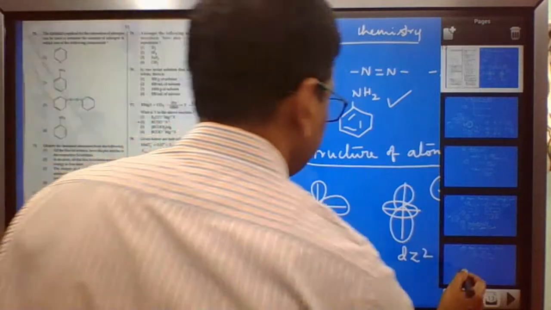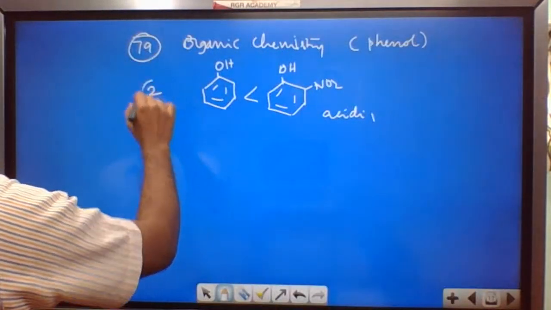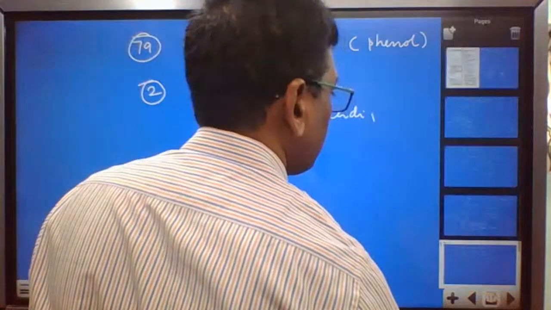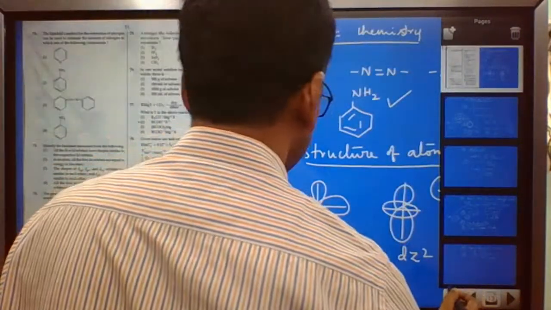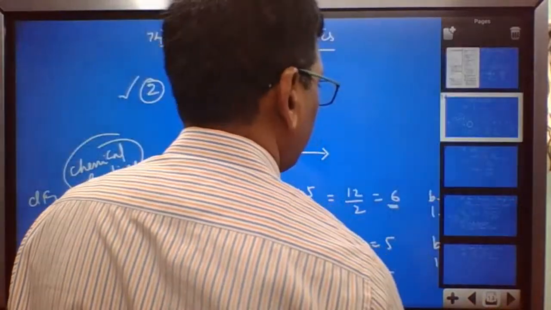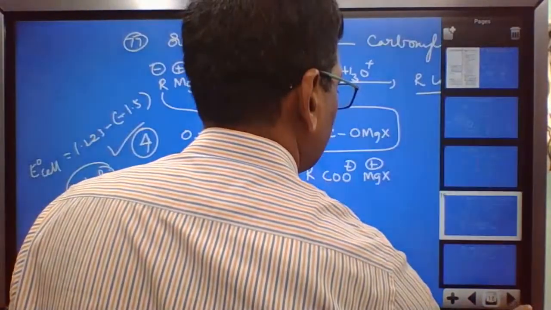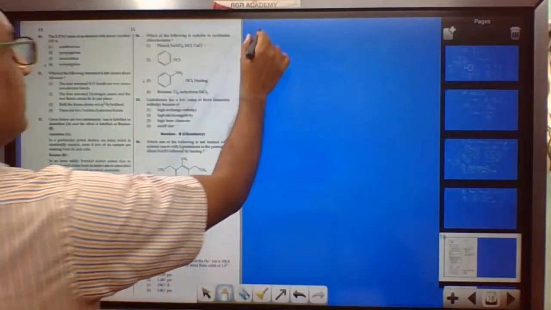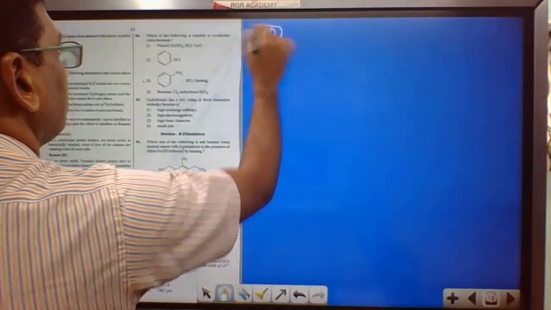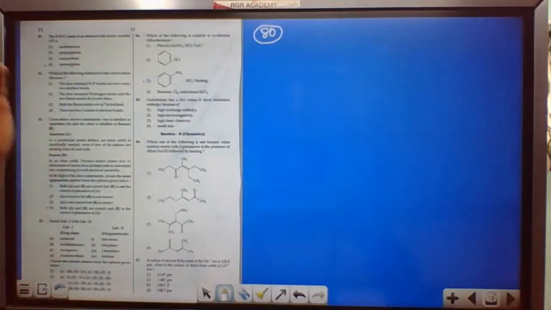So 79 option is 2. So 79 is over. Next we'll move to the next page. That is question number 80. Yeah, this is a very simple question. Commonly they are asking it.